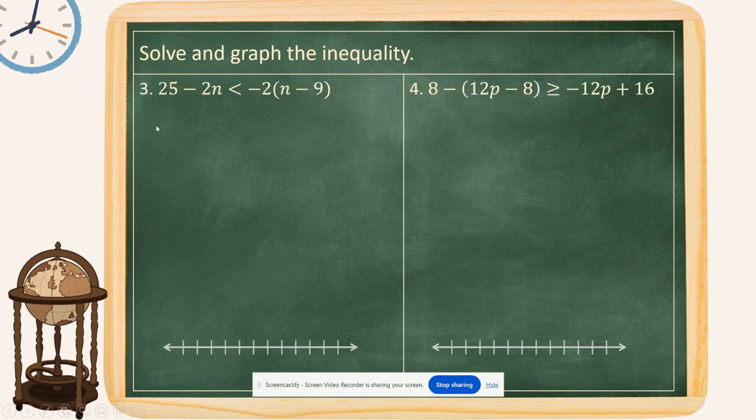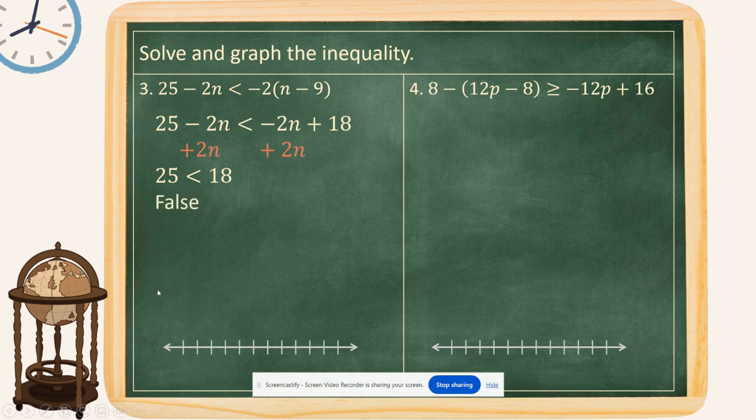Number 3, I have 25 minus 2n is less than negative 2 times (n minus 9). I'm going to distribute. I get 25 minus 2n is less than negative 2n plus 18. I'm going to add 2n to both sides. Again, I notice my variables cancel out. So I have 25 is less than 18. Of course, we know 25 is not less than 18. This is a false statement, which means it's no solution.